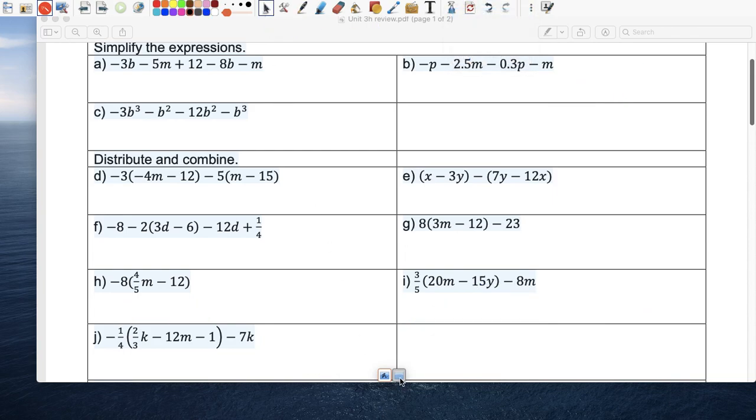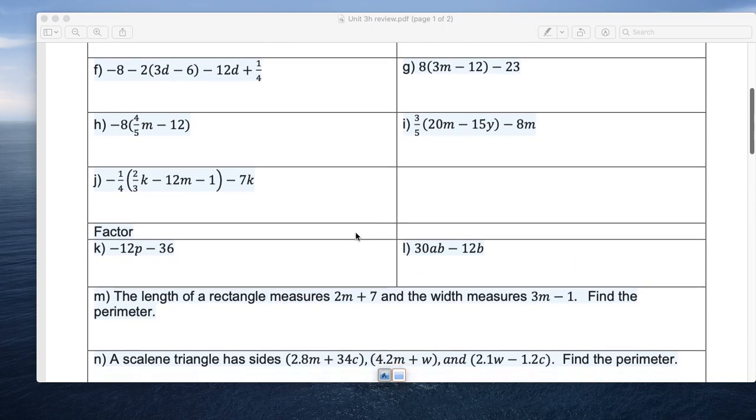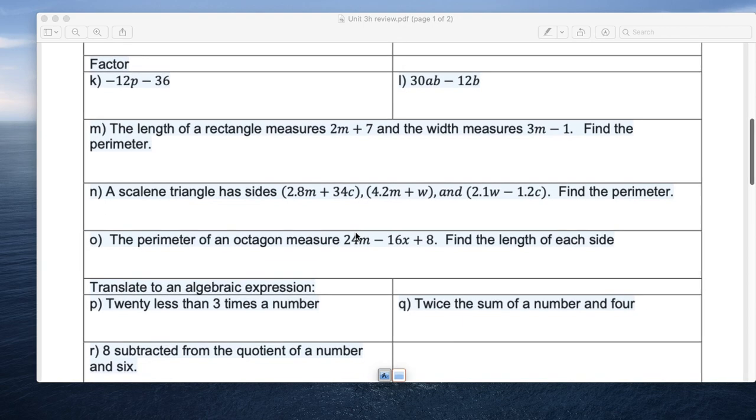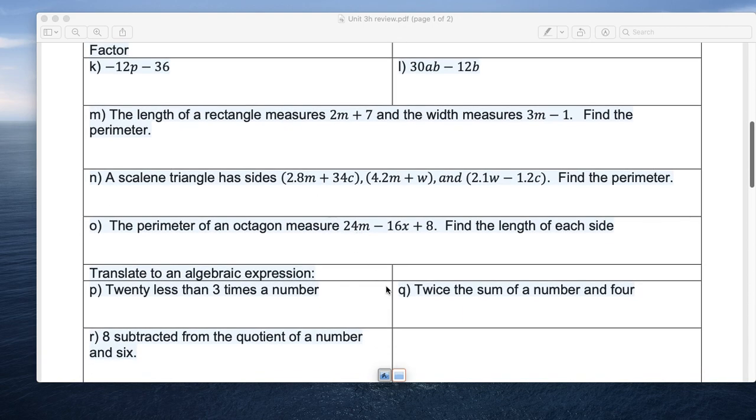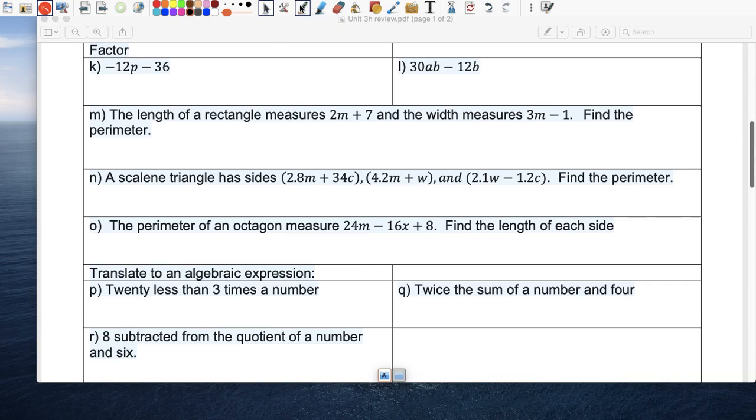Final answer. Factor. 12p minus 36. What's the greatest common factor? Well, the greatest common factor is 12, so I'm going to pull that outside, right? And it's just going to be negative 12 minus 3, right? And again, factor using the greatest common factor and double check. Does this give you this? Does that give you this?